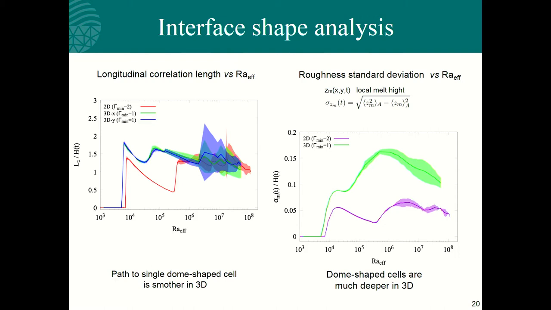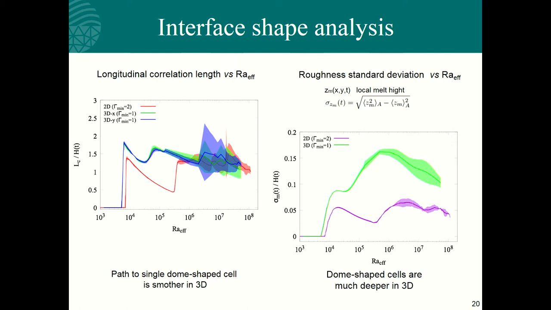At the beginning, it is zero because the interface is flat. It follows with a jump, and it stays more or less constant. Remember that it's been scaled by the height of the interface. And then we have the second jump. It is where the rows start to merge together, and it more or less stays in the same regime. It means that the aspect ratio of the cells stays at the same value. However, for the deviation of the interface, for 3D, you see that the depth of the roll is much higher than 2D.